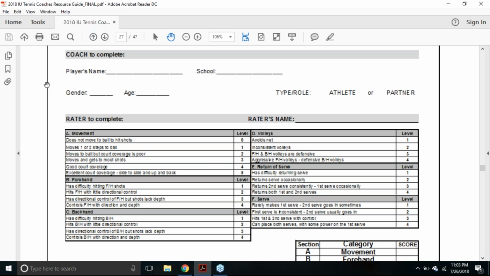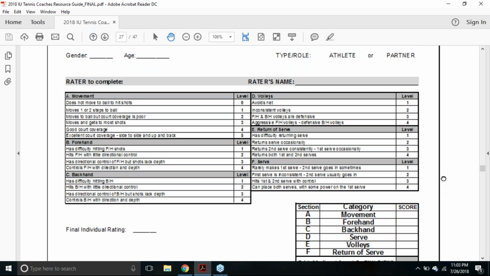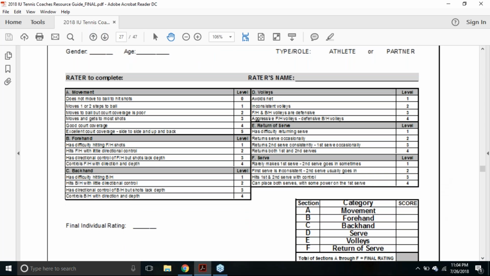The rater will complete the actual rating in each of the areas: movement, forehand, backhand, serve, volleys, and return of serve. However, we do ask that coaches give a starting point to the rater. So in pencil, for each student athlete, pre-rate them in each of these areas.